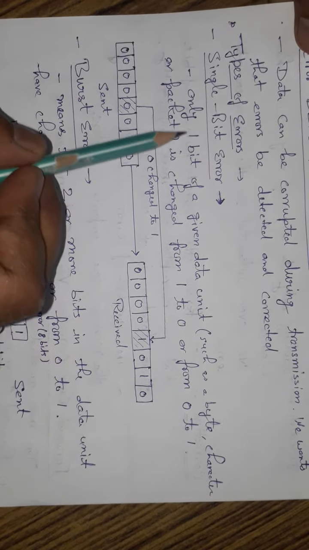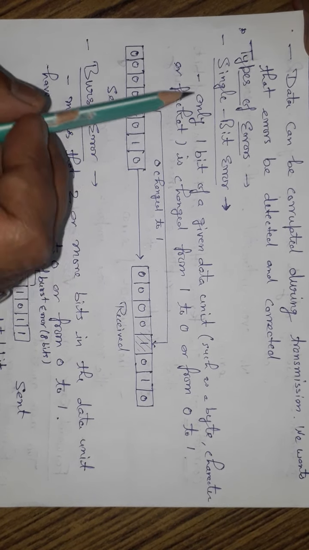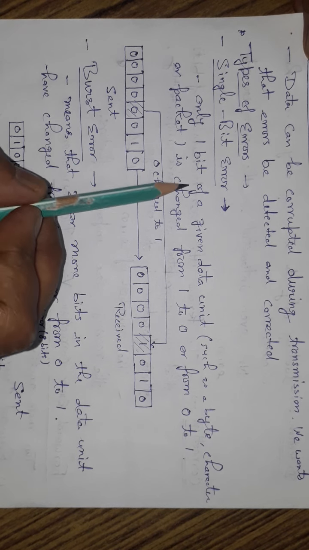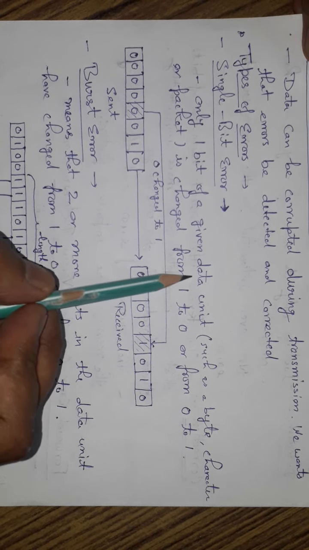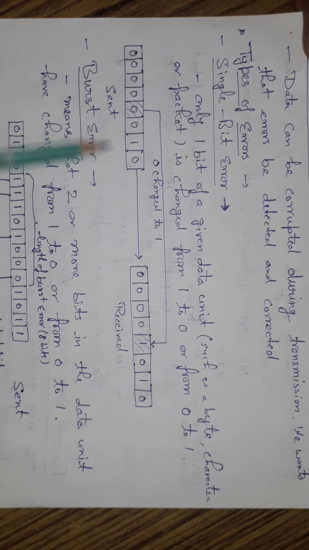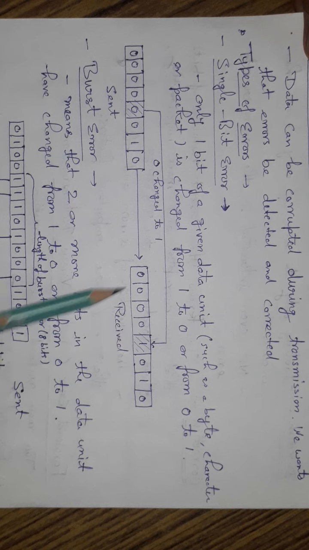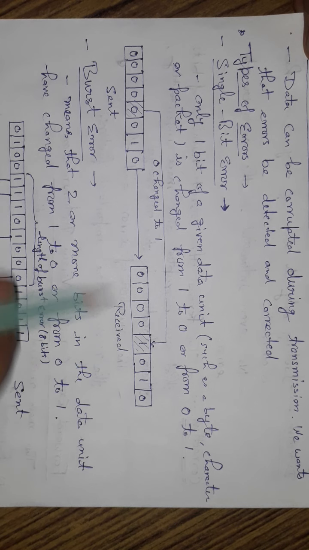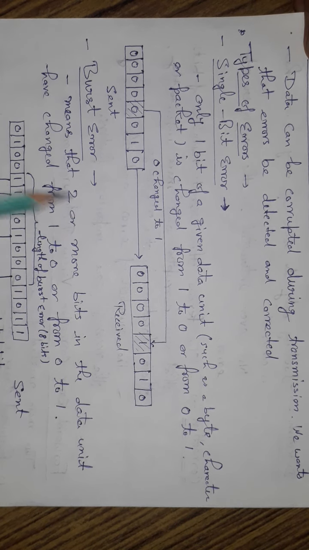There are two types of errors: single bit error or burst error. In single bit error, only one bit of data is changed from 1 to 0 or from 0 to 1. Like that is the sender, and this is the receiving end. So this single bit has changed from 0 to 1. So it is a single bit error.